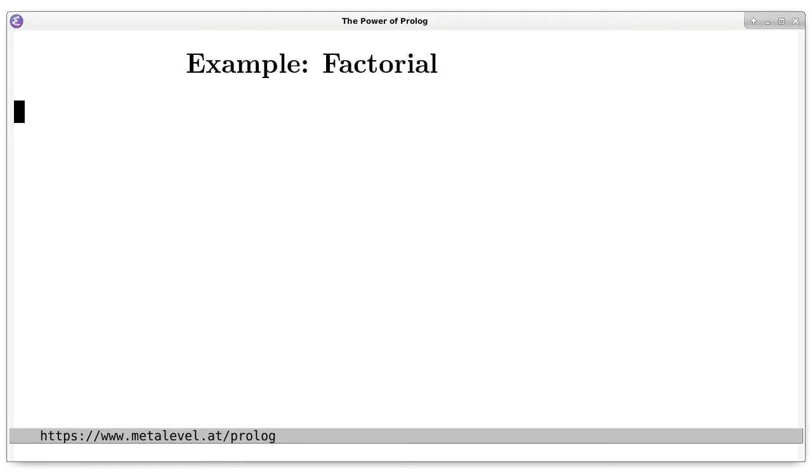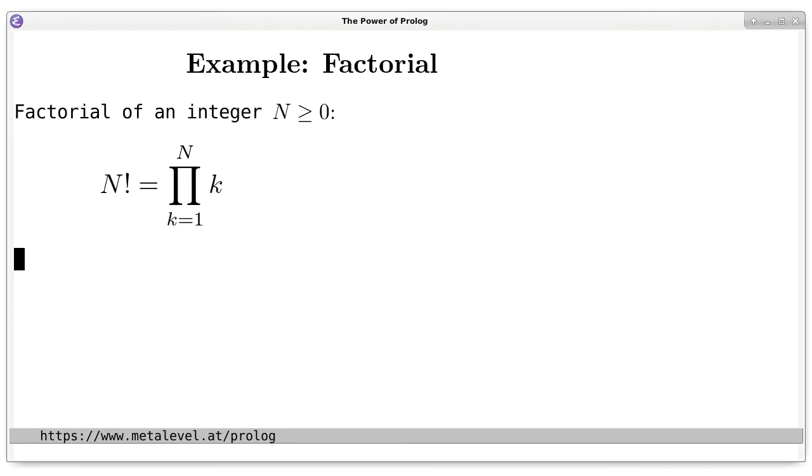Using these predicates as building blocks, we can express more complex relations over integers. As one example, let us consider the factorial relation. The factorial of a non-negative integer n is defined as the product of all integers from 1 to n. By convention, the empty product is 1, and therefore the factorial of 0 is 1.